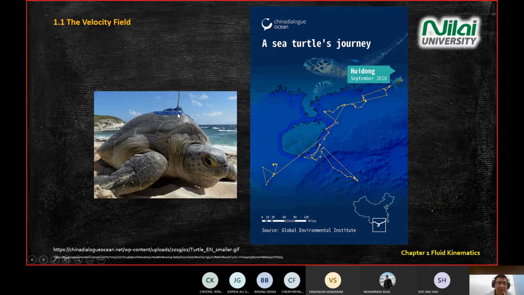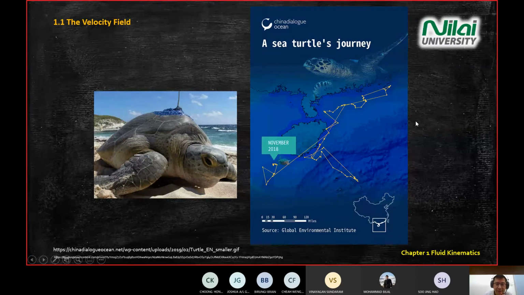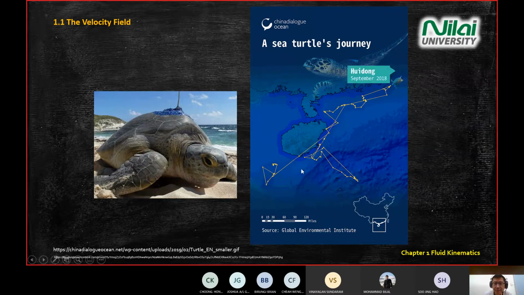So if you mount a sensor on an individual particle, in this case a turtle, and then you track it on a map, this method is called the Lagrangian method. This is the second method. Okay, Lagrangian method.